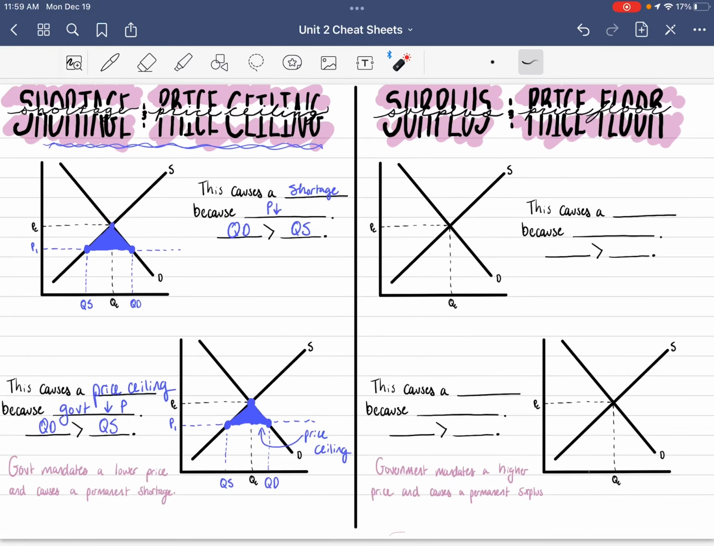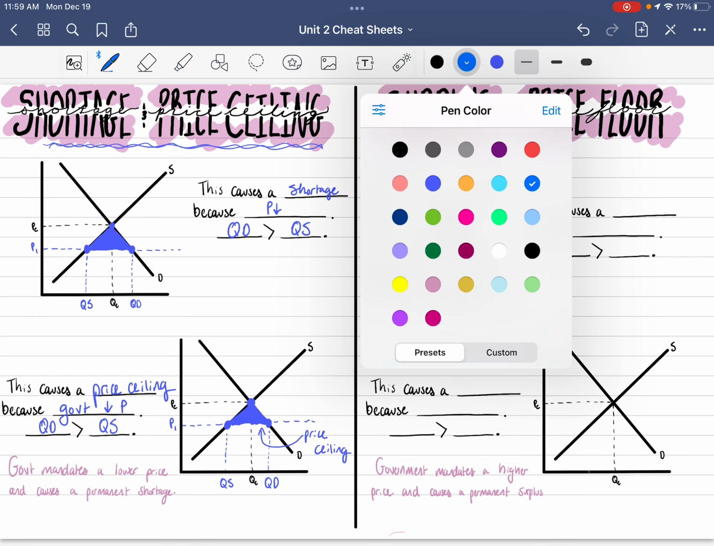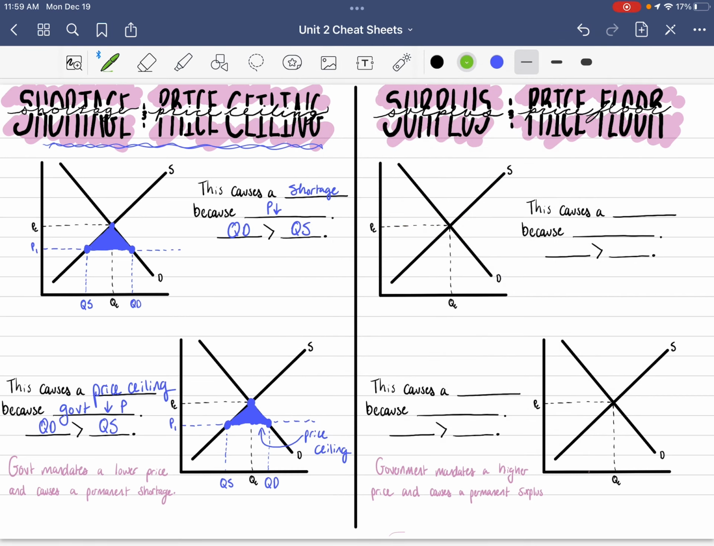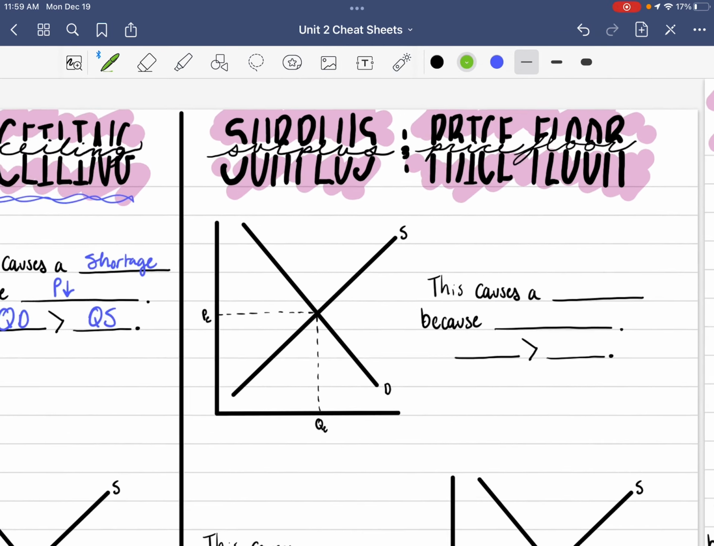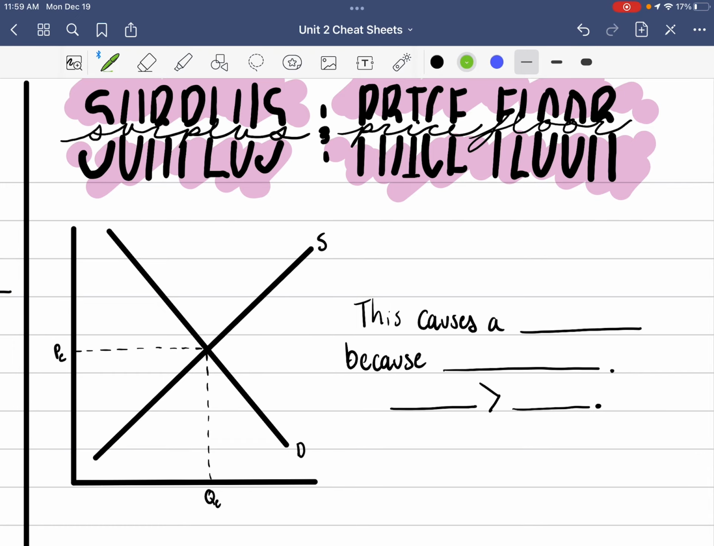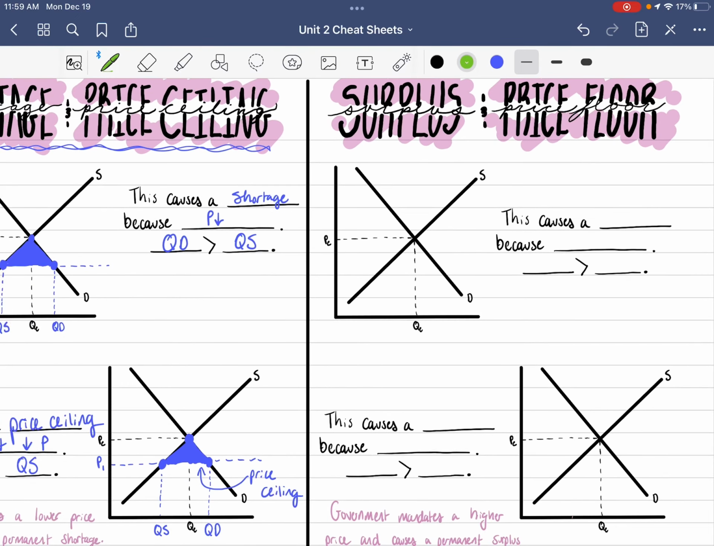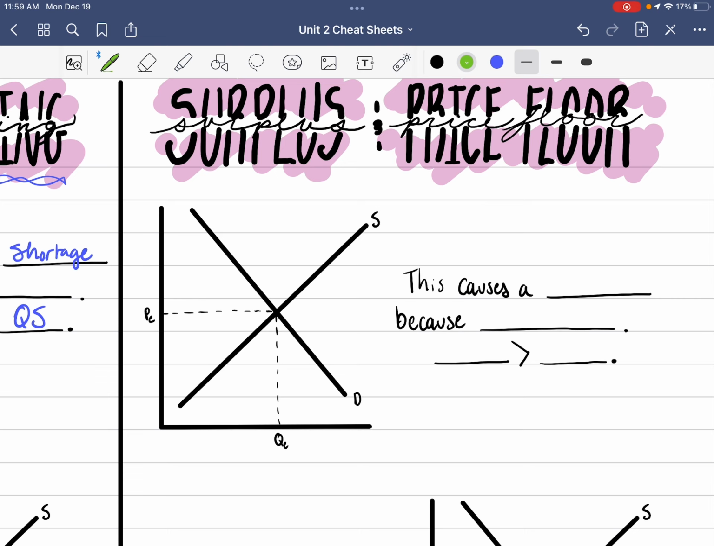So that's our whole left side. Go ahead and fill in a blank graph for the whole right side. You can pause the video if you need to. All right, I'm going to choose a color. I'm probably going to do green for surplus and price floor, okay? So, blank graph, we're going to have two of them. We're going to have a surplus graph and a price floor graph.